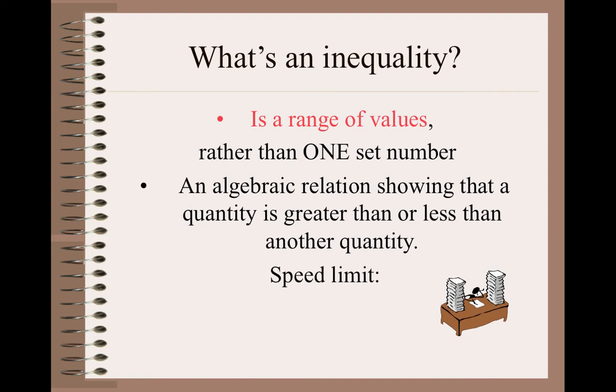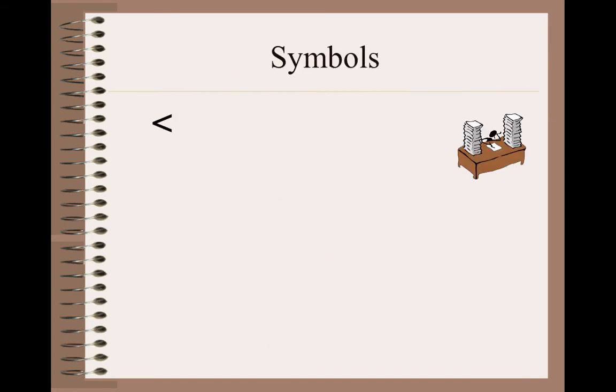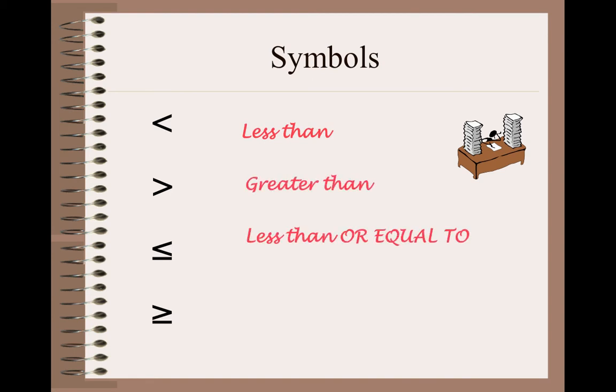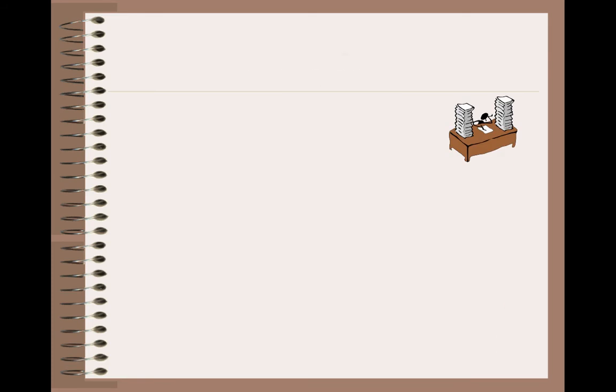So, speed limit, halimbawa ito, x, pag binasa yan, x is greater than or equal to 55 but less than or equal to 75. Or 55 is less than or equal to x and less than or equal to 75. So, ganun siya. In short, parang sinasabi dyan na yung x ay nasa pagitan ng 55 hanggang 75. Then, symbols. Ito yung mga symbols na ginagamit natin sa inequality. We have less than, greater than, less than or equal, and then greater than or equal to.